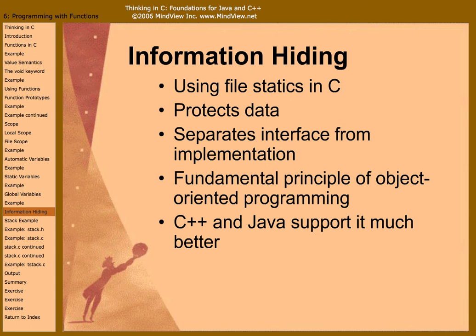And this is the key feature of object-oriented programs, and actually came out of the structured programming era of the 80s, this idea of separating interface from implementation detail. It turns out that this is kind of a cheap way of getting information hiding, though. It really isn't as flexible as you might need for real complicated programs. And so C++ and Java and other object-oriented programming languages support information hiding much better.